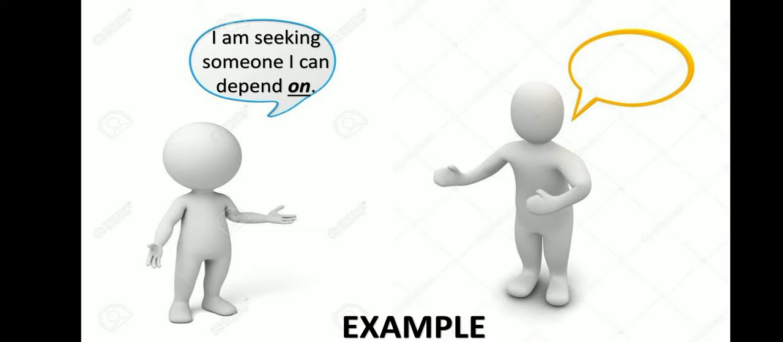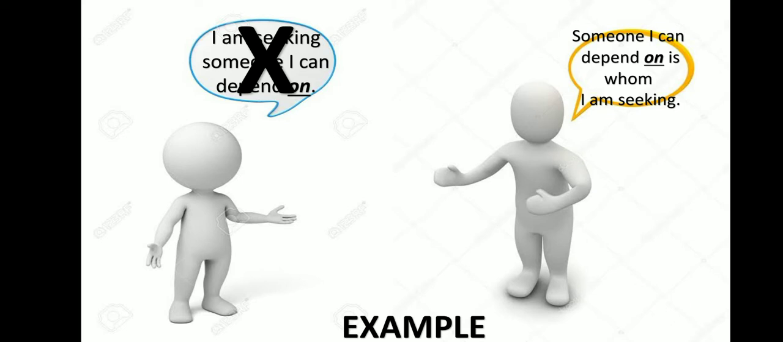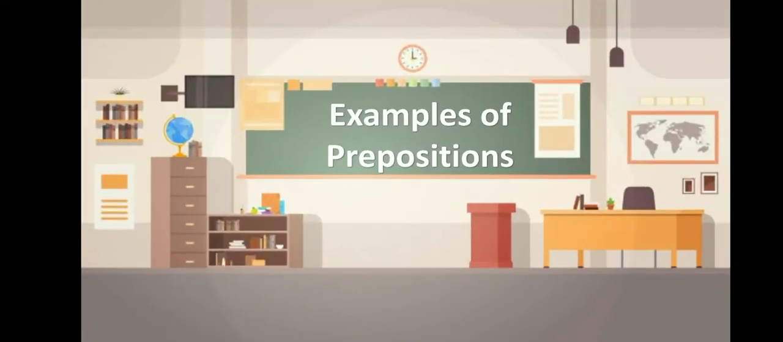So it ends with the preposition on. People insisted that sentences shouldn't end with a preposition, so they would be forced to use convoluted and unnatural phrasing. To avoid ending that sentence with a preposition, we would have to say, "Someone on whom I can depend is whom I am seeking."